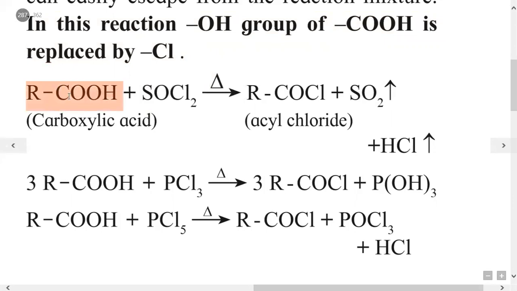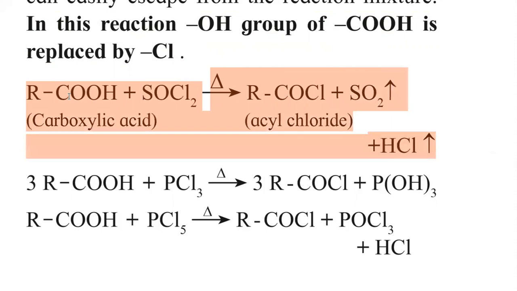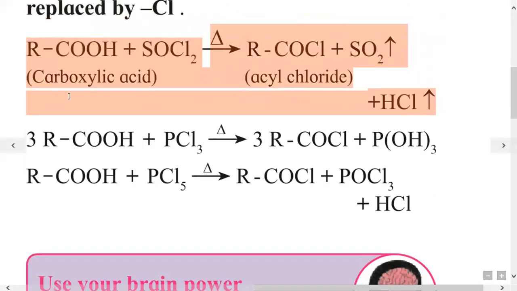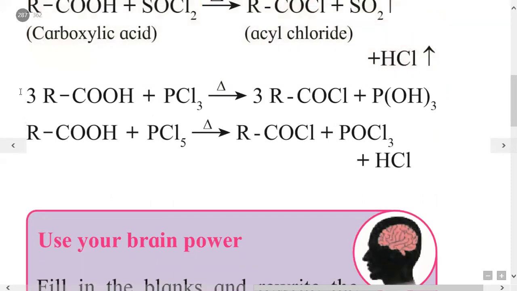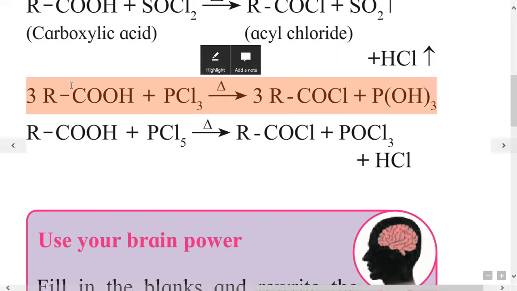RCOOH is the general formula for carboxylic acid. When treated with SOCl2, thionyl chloride, and heated, it gives RCOCl, the acyl chloride, plus side products SO2 and HCl. These are gases. The next is the reaction with PCl3. Here 3 molecules of carboxylic acid react with 1 molecule of phosphorus trichloride. When this mixture is heated, we get 3 molecules of acyl chloride, and the side product is H3PO3, phosphorous acid.